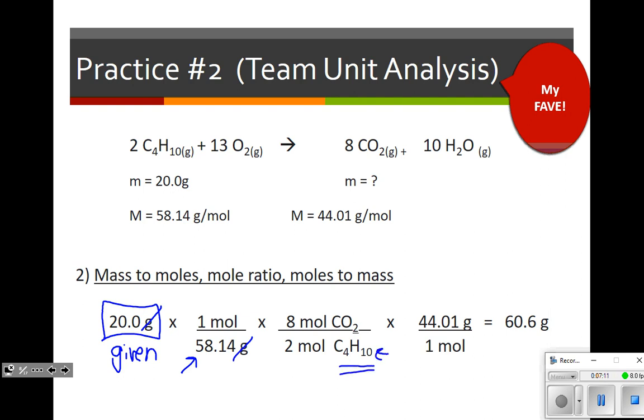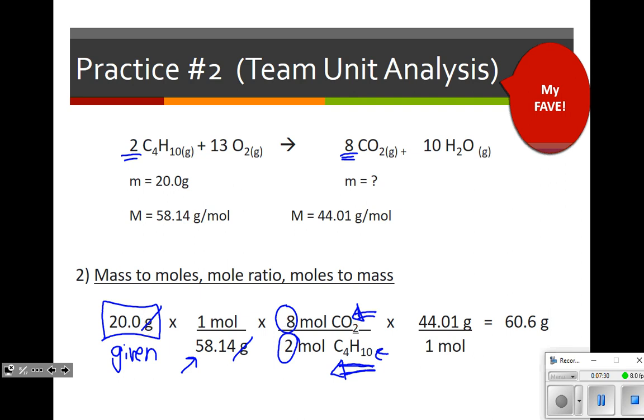Now this is what I have. Notice that it's written down. This is my favorite way because it actually identifies what you have and also identifies what you're looking for. I'm looking for carbon dioxide, and the coefficient for carbon dioxide is 8. And the coefficient for what I have is 2, which is butane.